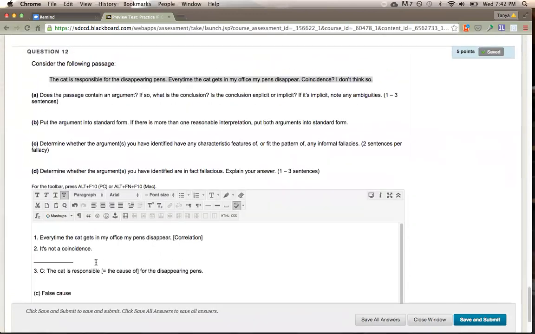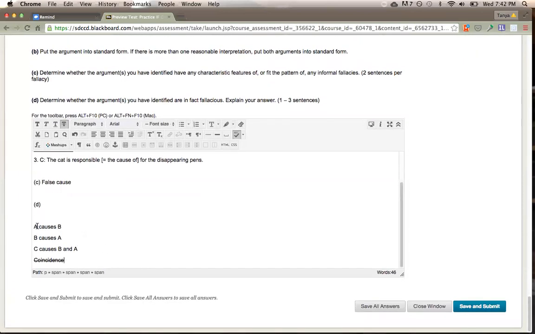So let's let A, every time the cat gets in my office, pens disappear, therefore the cat is the cause, A is the cat, and B is the disappearing pens. A causes B. That's one explanation. Why are these things correlated? Because the cat is stealing the pens. What are the others? The pens disappearing causes the cat to get in the office. This doesn't even make sense. That's not plausible enough to even be something we have to consider.